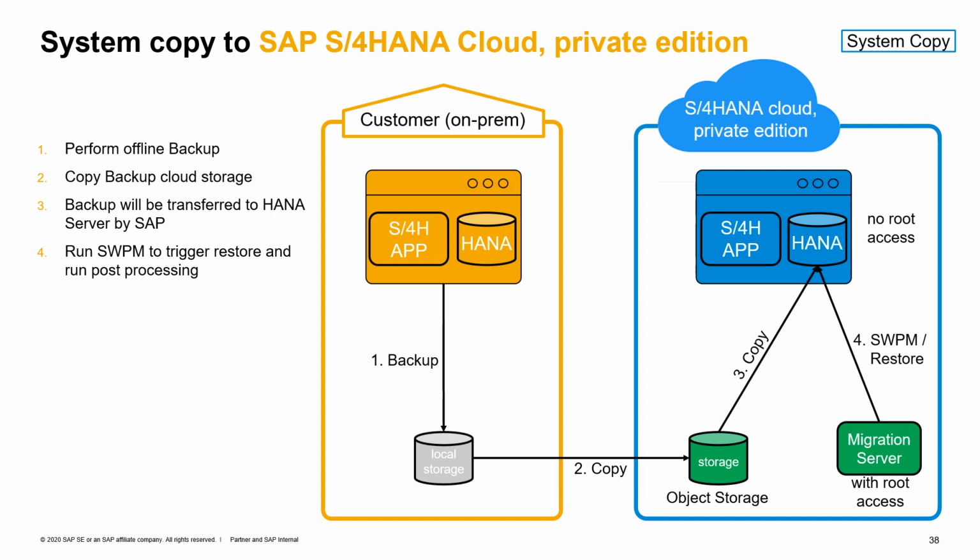In this slide, you can see a few more details about the specific steps you will execute. First of all, you will perform the offline backup on the customer's source environment into the local storage. And afterwards, this backup and all the related files will have to be copied into the cloud storage. After that, the backup will be transferred by the SAP operations team into the HANA database of the target environment for your copy. Next, you as a partner will be able to run the Software Provisioning Manager to trigger the restore as part of the execution and also run all the post-processing activities.